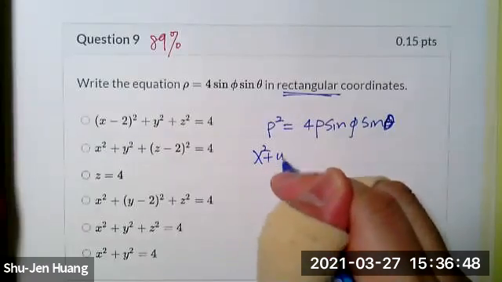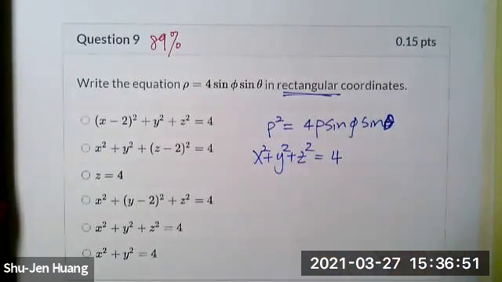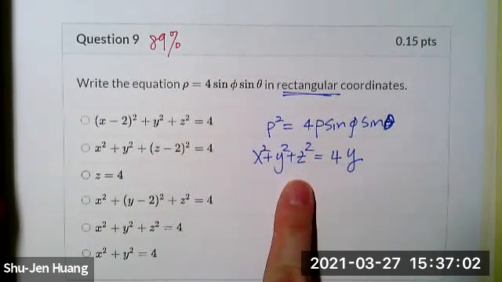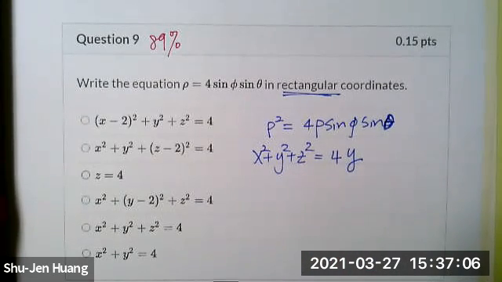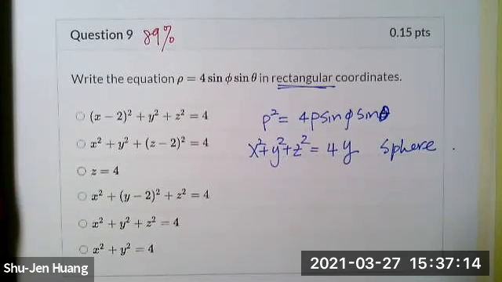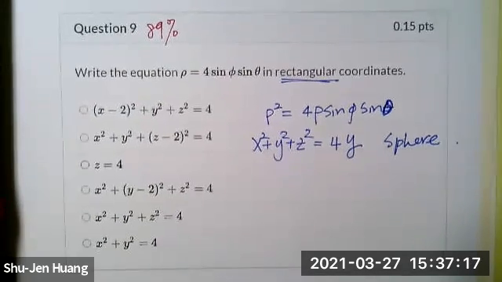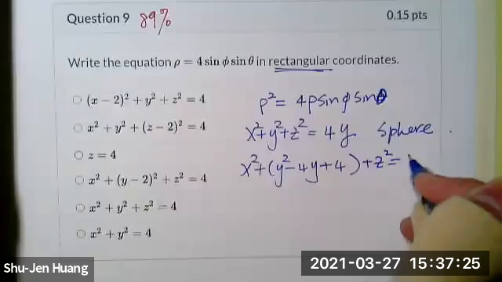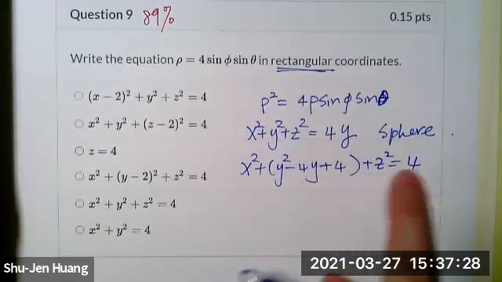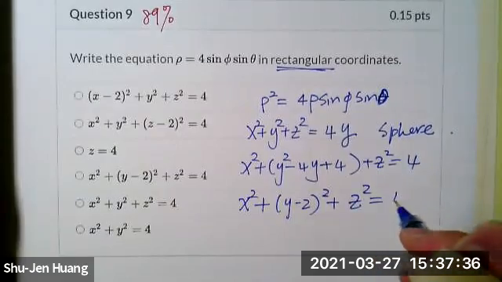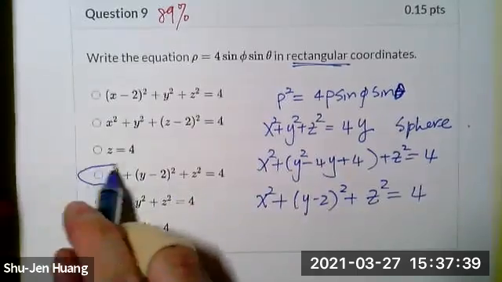Rho squared is x squared plus y squared plus z squared. Can anyone tell me what's the right-hand side? What's rho sine phi sine theta? Y. That gives us y. So when we have x squared plus y squared plus z squared equal to 4y, this represents a sphere, and the center is on the y-axis. You can complete the square for y: move the 4y to the left and add 4 to both sides. So you're going to get x squared plus (y minus 2) squared plus z squared equal to 4. This is the sphere we want.